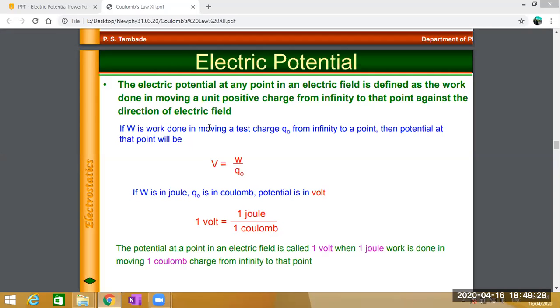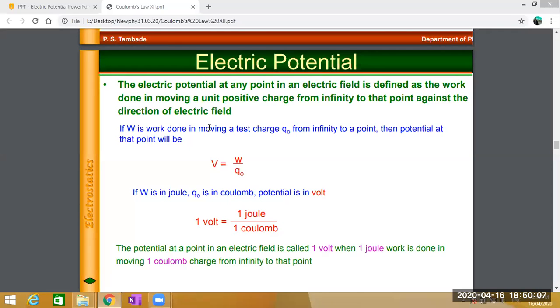Now, so far we have understood potential, now we have to learn about the unit of potential in which it is measured. So in the given physical formula, potential V equal to W upon Q. The SI unit of work is joule, and the SI unit of Q naught, that is electric charge, is coulomb. So the SI unit of electric potential is joule per coulomb.